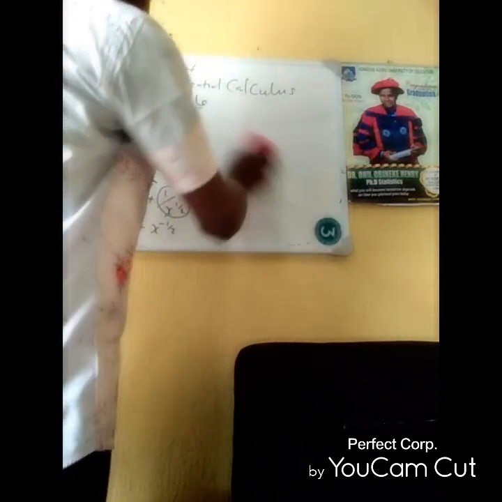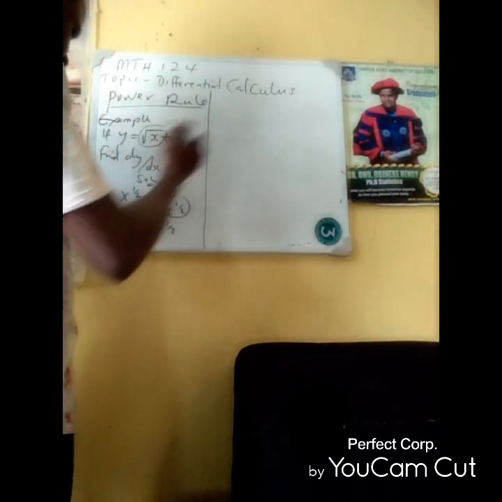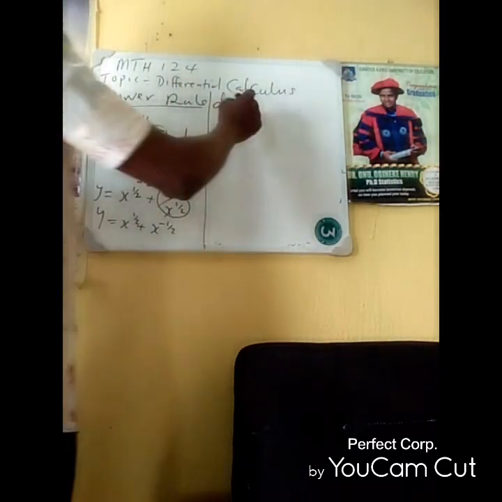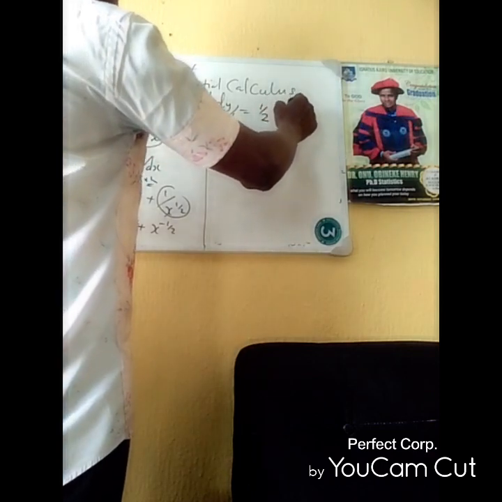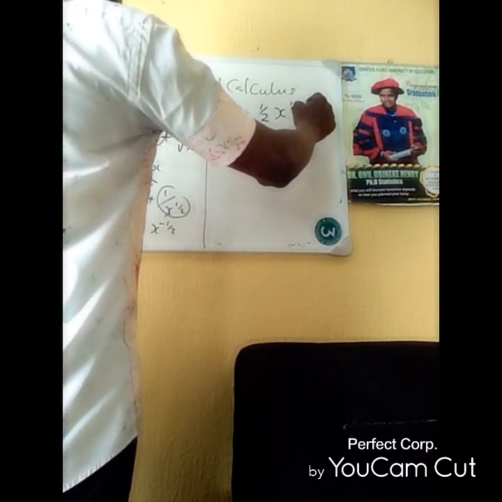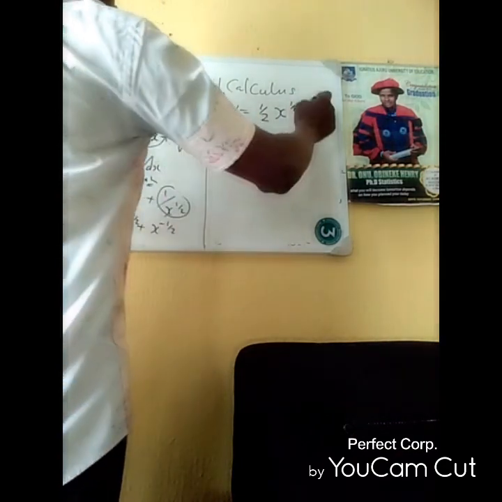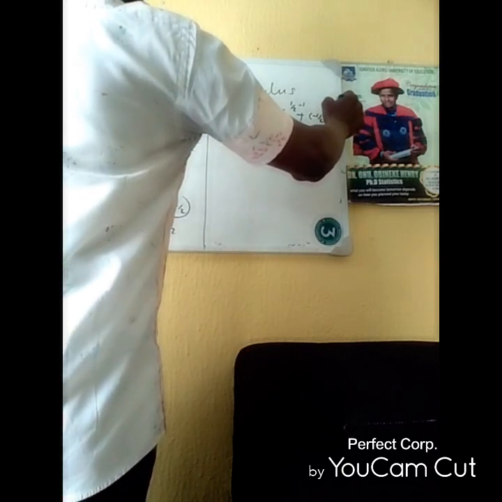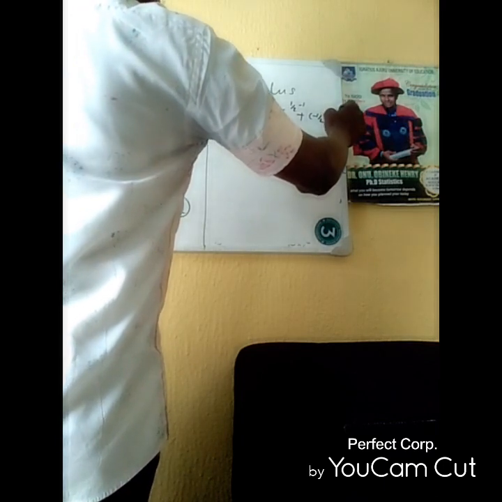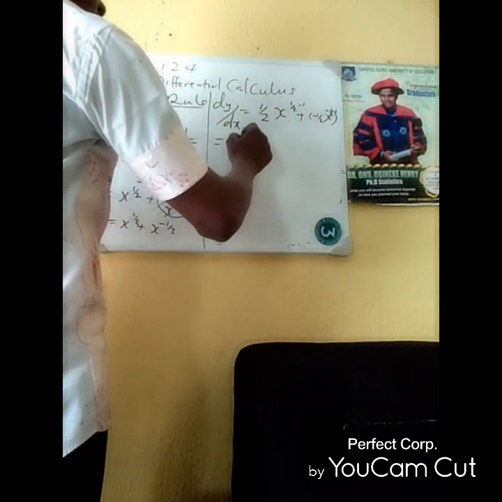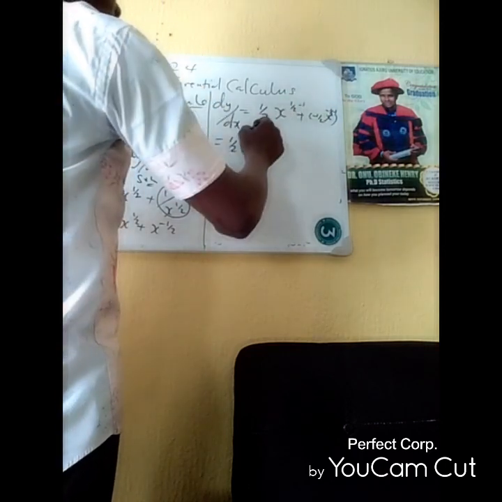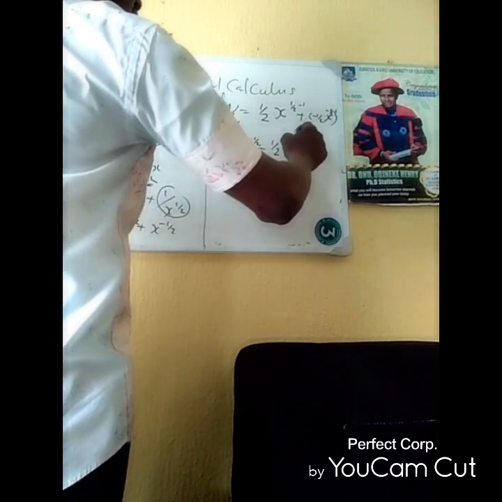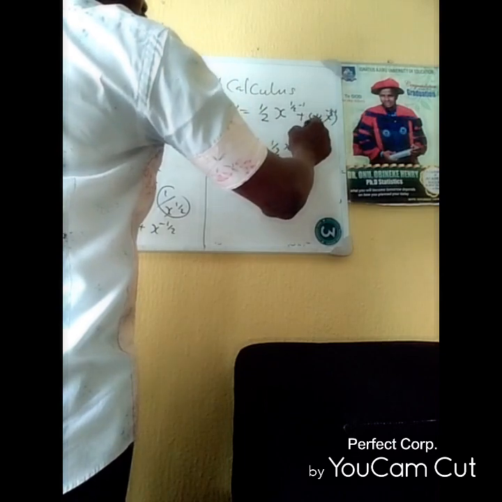Now, by so doing, we have that dy over dx, differentiating this function with respect to x, becomes 1 over 2 x raised to power 1 over 2 minus 1, plus minus 1 over 2 x raised to power minus 1 over 2 minus 1. 1 over 2 minus 1 will give us minus 1 over 2, and minus 1 over 2 minus 1 will give us minus 3 over 2.